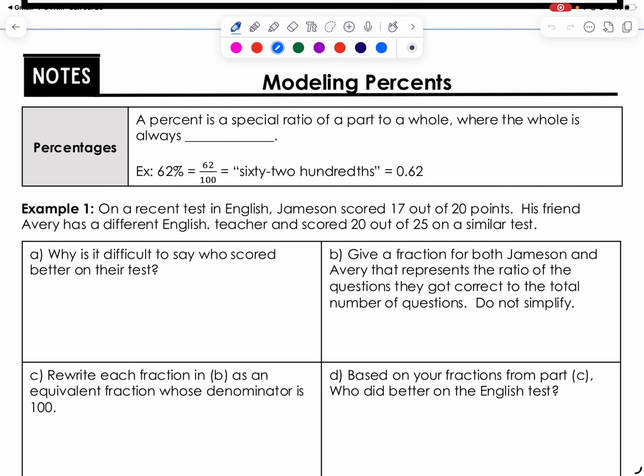In today's lesson, we will be modeling percents. Let's start with the definition. A percent is a special ratio of a part to a whole, where the whole is always 100. For example, 62% is equal to 62 100ths, which is also equal to 0.62.